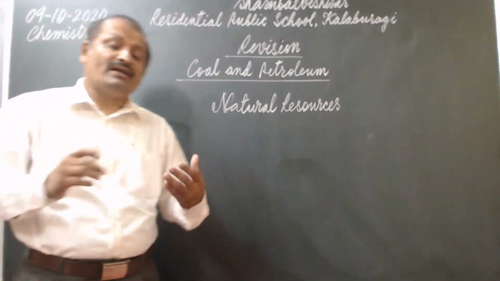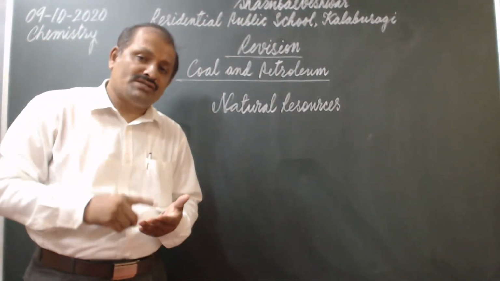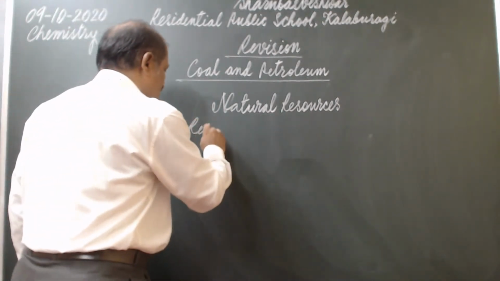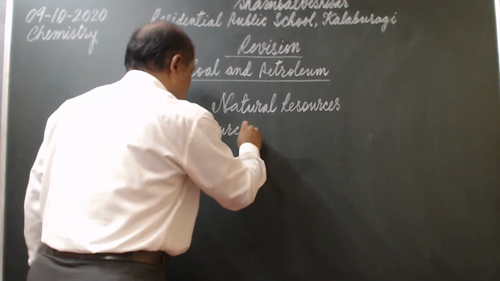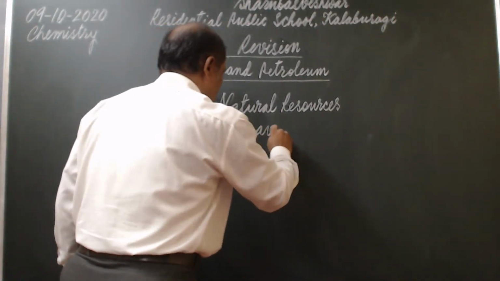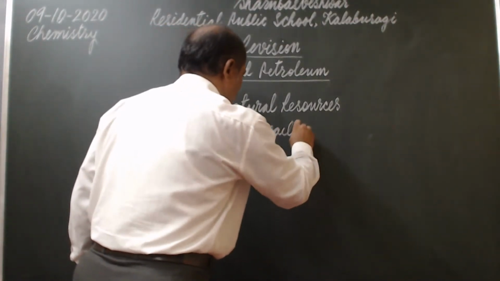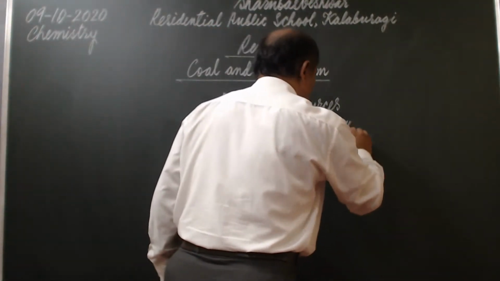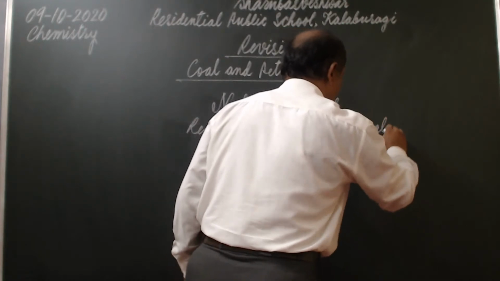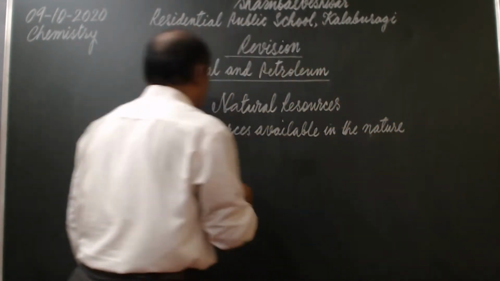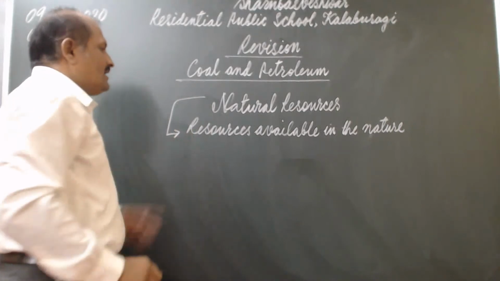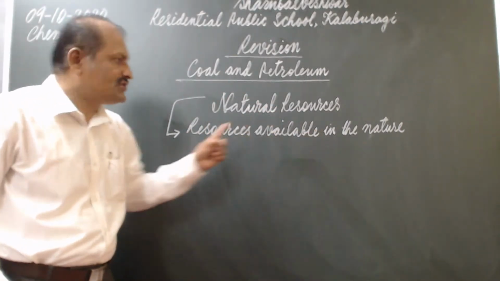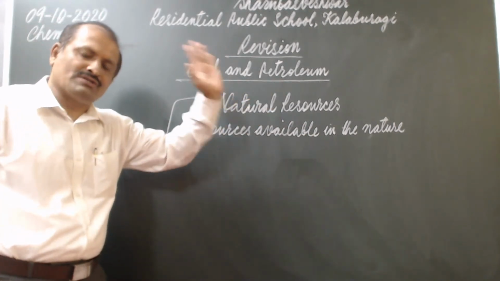What are natural resources? The resources which are available in the nature. Right? They are called as natural resources. The resources available in the nature are called natural resources.